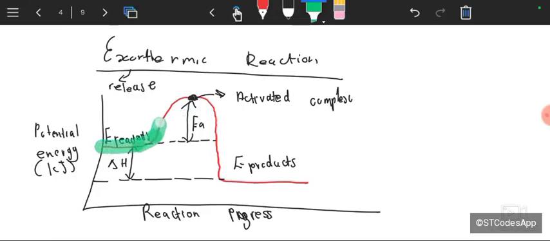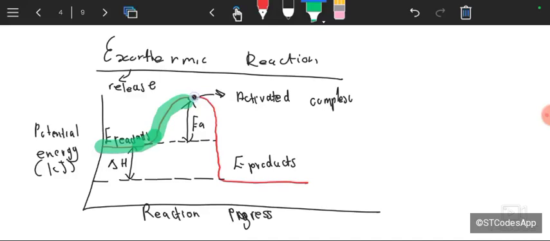Let me meet the activation energy. Then you meet your activation energy. But we don't say that. We say you meet the activated complex. Once you meet the activated complex, it ultimately means that is the activation energy that you needed for the reaction to occur.